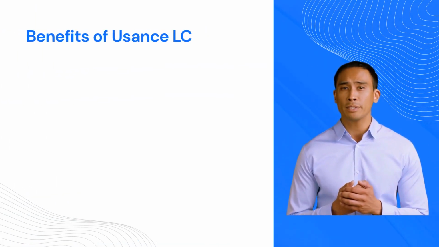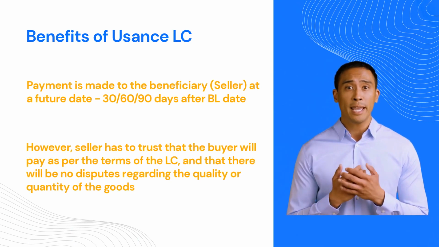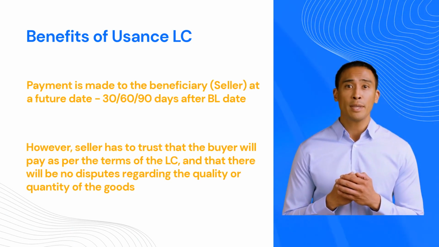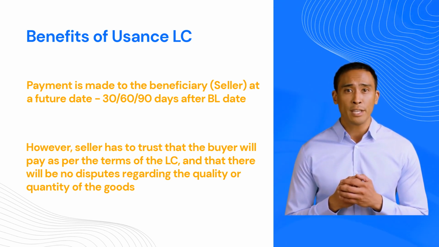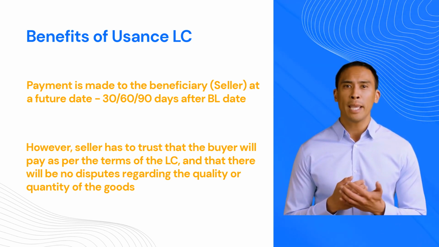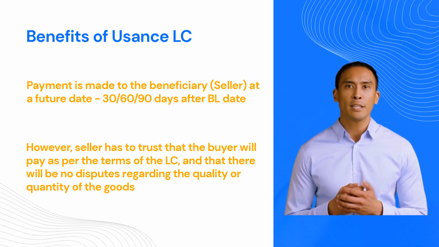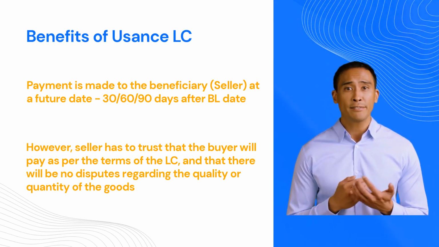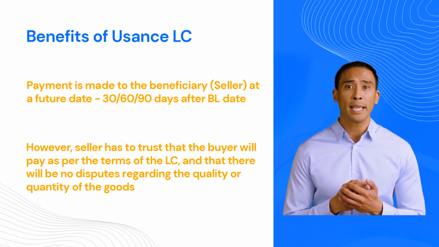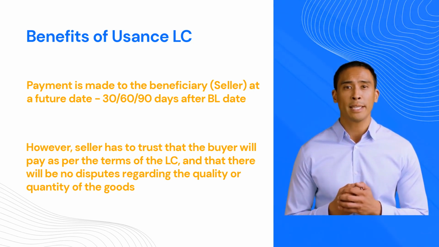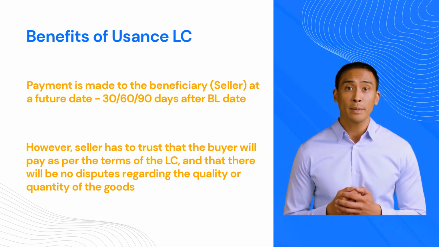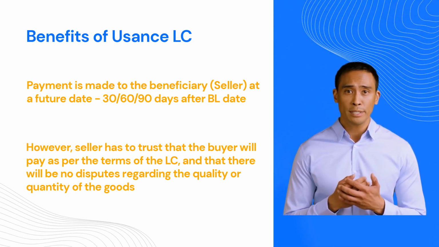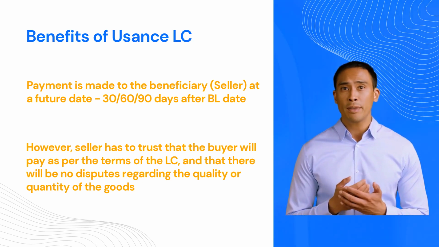Next, a Usance LC is a type of letter of credit in which payment is made to the beneficiary, usually the seller, at a future date, usually after the goods have been shipped or a specific condition has been met. The future date is known as the usance period, which is typically 30, 60, or 90 days after the bill of lading date. The main advantage of a Usance LC is that it allows the buyer to take possession of the goods before payment is due, which can be beneficial for businesses that need to receive the goods before they can generate revenue from them.